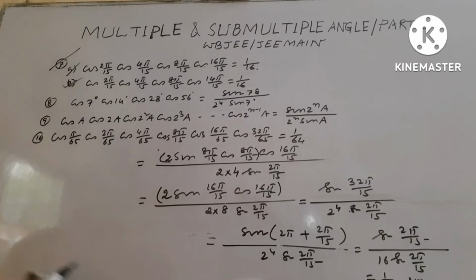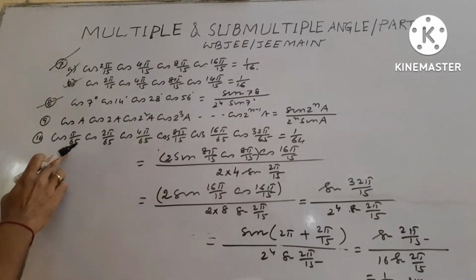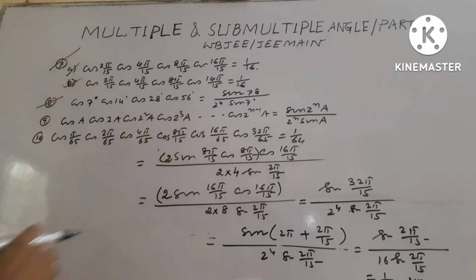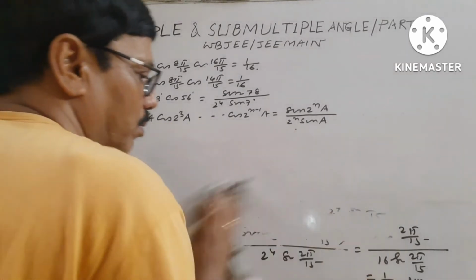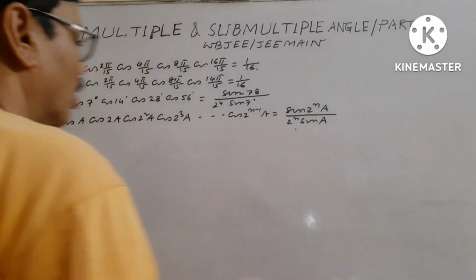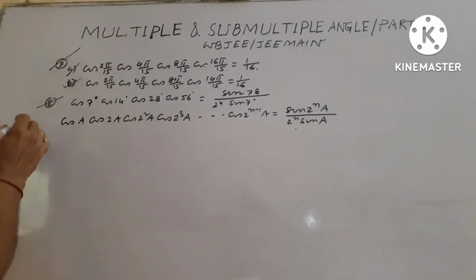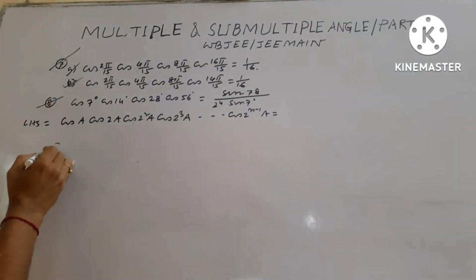Now, problem 8 is exactly the same, but double of this one. In this one, all angles are double of the previous. So consider the most general, that is problem number 9. So this is LHS.